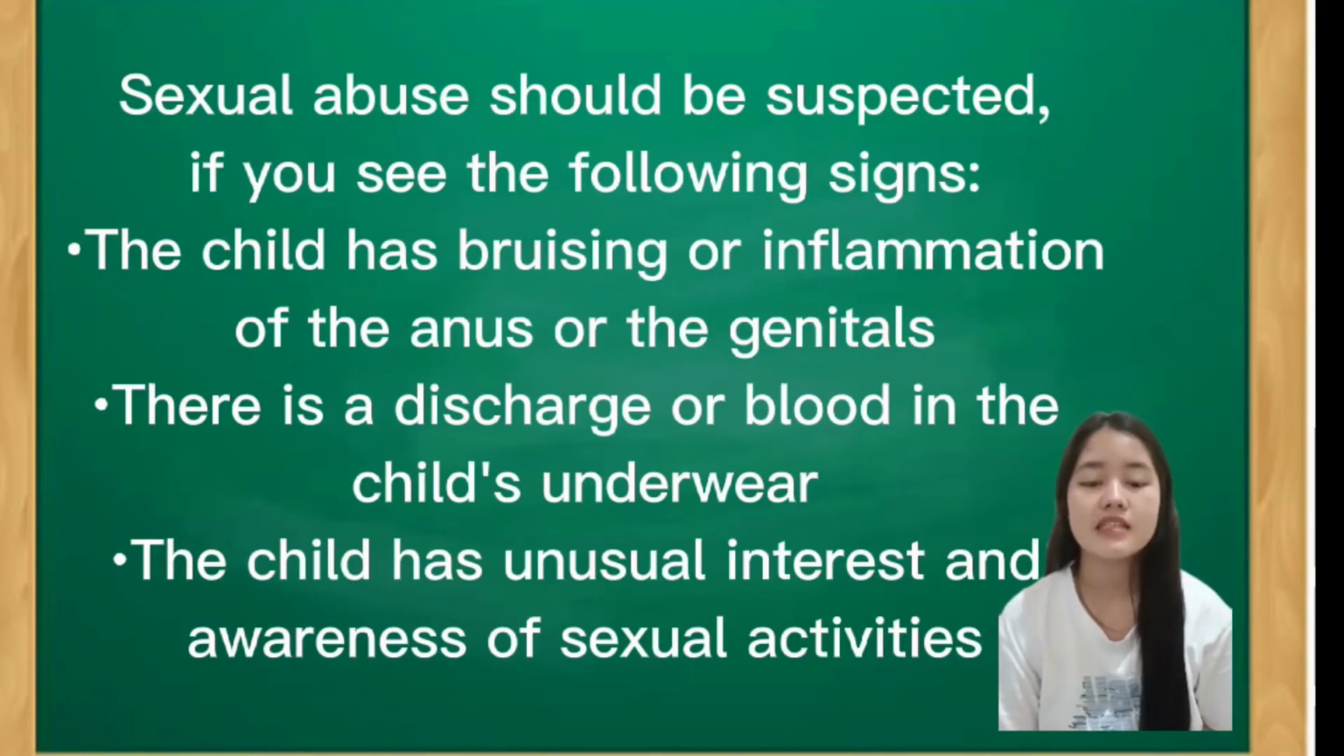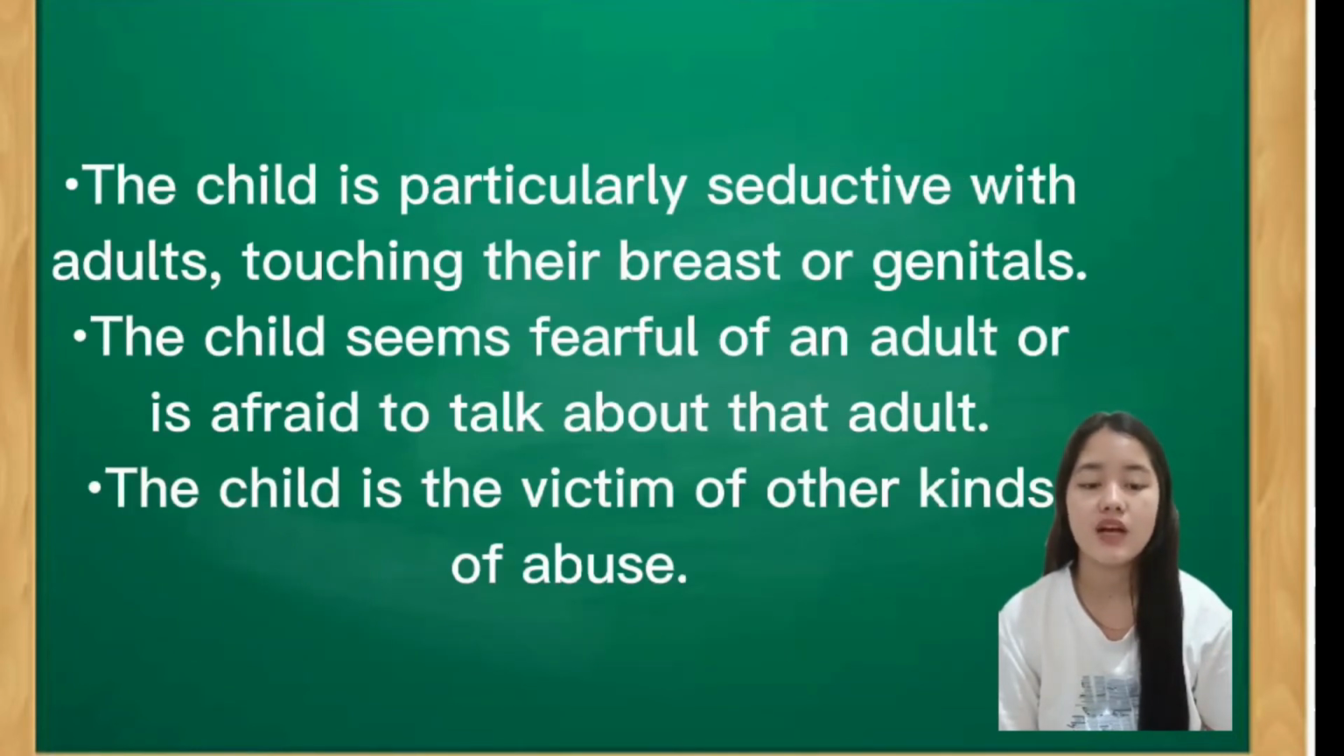First one is the child has bruising or inflammation of the anus or the genitals. Next, there is a discharge or blood in the child's underwear. The next one is the child has unusual interest and awareness of sexual activities. Sometimes young children play out sexual scenes in the dramatic play area. Next is the child is particularly seductive with adults, touching their breast or genitals. Next is the child seems fearful of an adult or is afraid to talk about that adult. The last one is the child is the victim of other kinds of abuse.